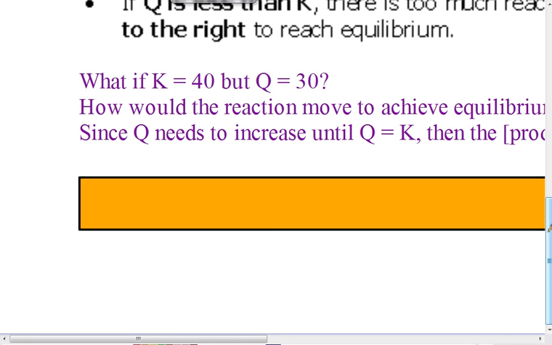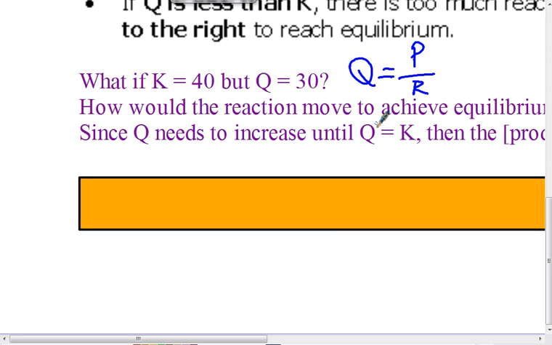No. So the reaction is going to move either to make more products or to make more reactants. What does he need more of to get to 40? This value has to increase or decrease. It has to increase to get to equilibrium. So if you're going to increase the products or the reactants to make Q larger, you're going to increase the products. So the reaction needs to shift to the product side.